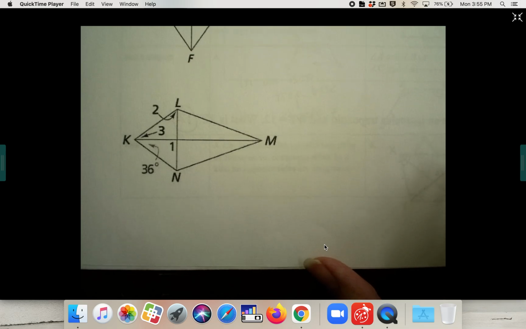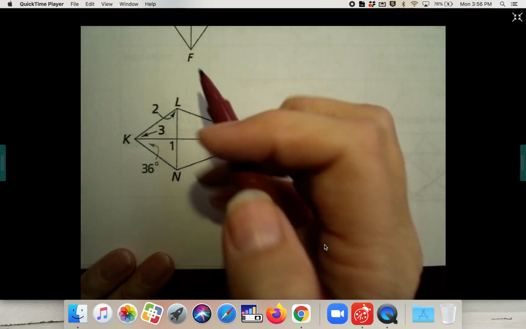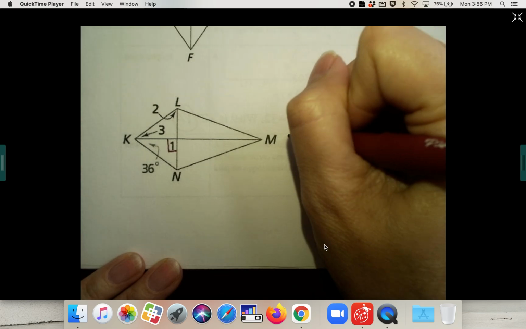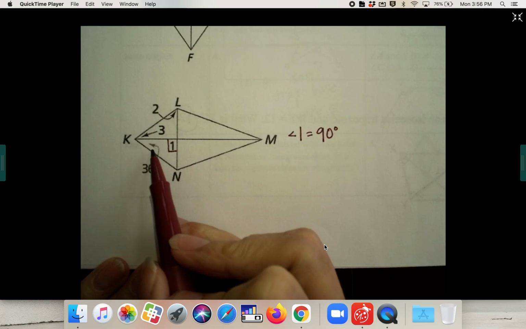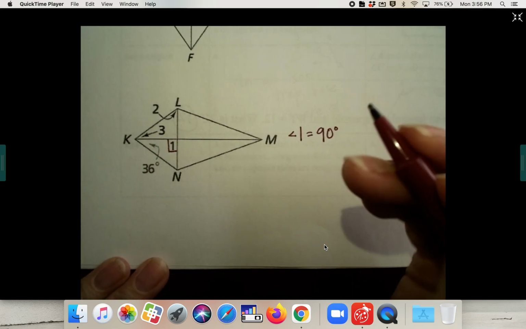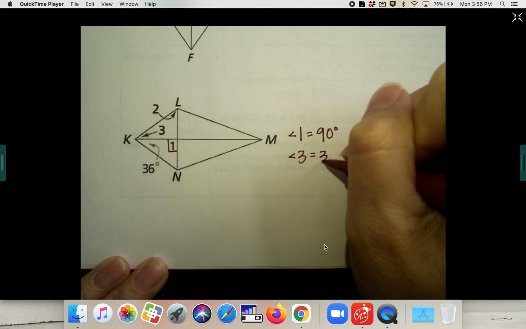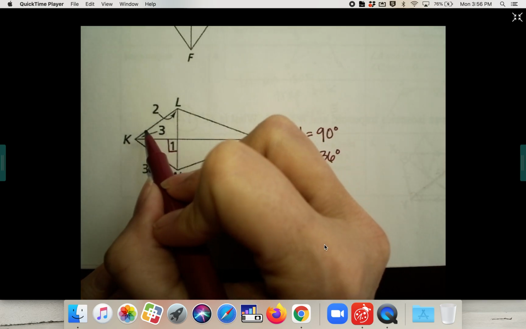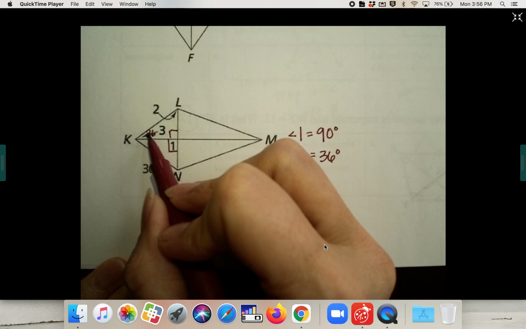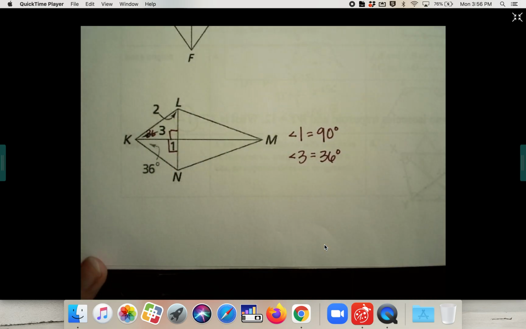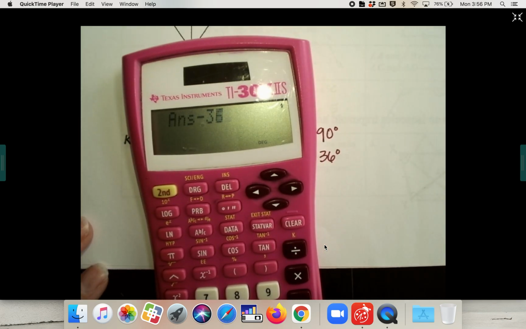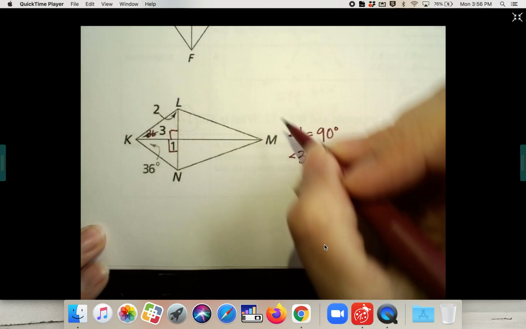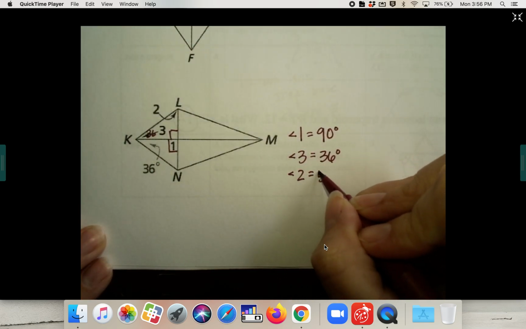Let's look at this bottom one. Once again, angle 1 is where the diagonals meet in 90-degree angles, so angle 1 is 90 again. If this is 36 degrees, then angle 3 is also 36 degrees. And we can just subtract 90, 36, and the unknown from 180 to get angle 2. So 180 minus our 90-degree angle minus our 36-degree angle leaves 54. So angle 2 would measure 54 degrees.